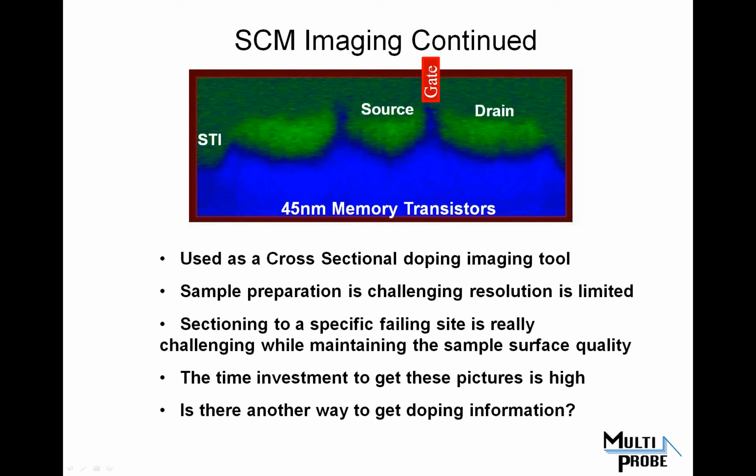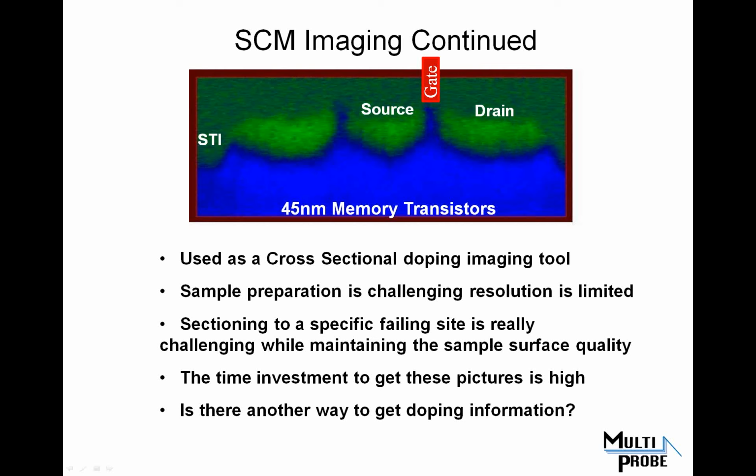And what's more, this one was a random one. You can section through any SRAM array and fairly easily see some transistors and pick the one that you like and image it. But getting to the one that's specific to your failure, that's tricky. So the sample prep there has got a lot of technique built into it. And of course, you can learn that technique.